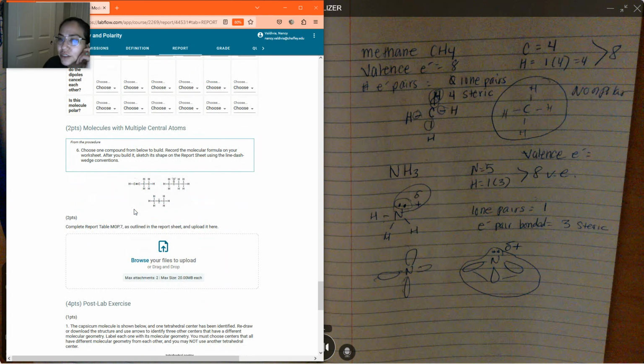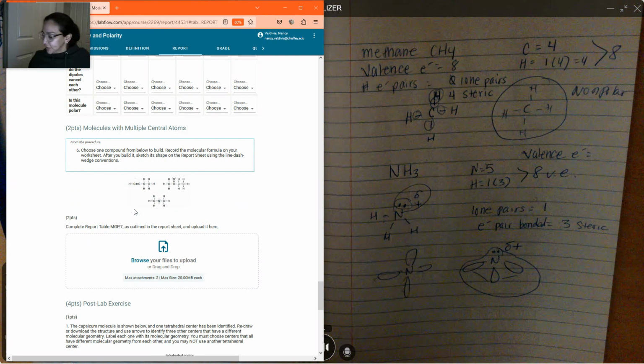Molecules with multiple central atoms. So when you have molecules with multiple central atoms, you want to try to build them.